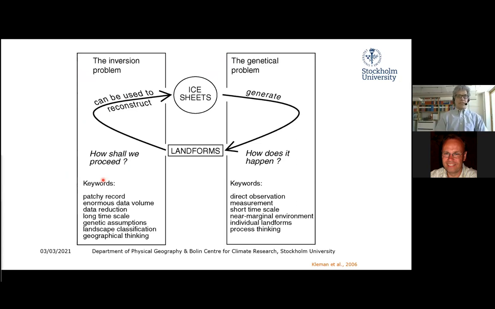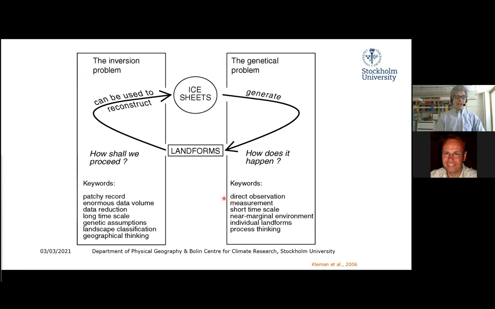You have two ways that you can think about landforms. One is the forward path: you have ice sheets. Ice sheets move and change the landscape, so they basically generate landforms. And the questions we ask in places like this are: how does that happen? How do we go about it?